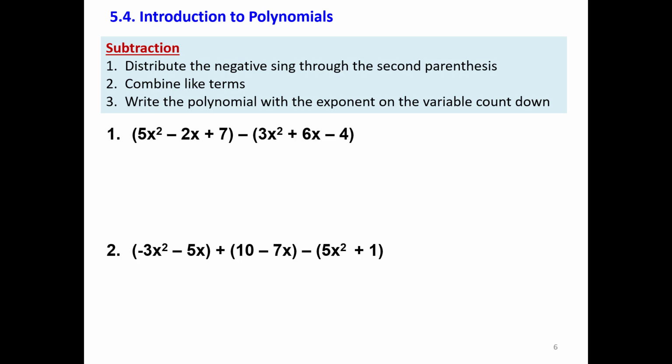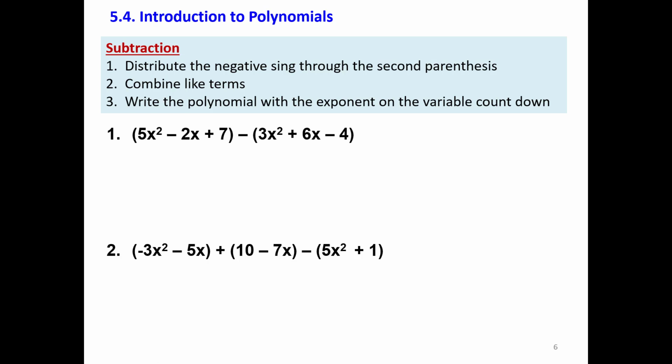When we subtract polynomials, we have to be careful with the negative sign we have in between, the subtraction sign. Then the procedure to subtract polynomials is first we need to distribute the negative sign through the second parenthesis. And then we will combine the like terms and we will write the final polynomial with the exponent on the variable count down. This is what we want to do.